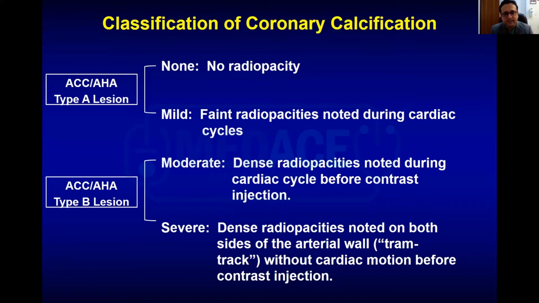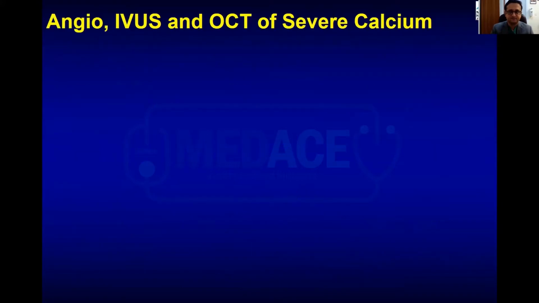Moderate is when you see dense radiopacities during the cardiac cycle before contrast injection. So that's probably what there was in that case that we just showed. And then there is severe calcification where you have tram track appearance and you can pretty much see both sides of the vessel wall without cardiac motion before the contrast injection. This is pretty much the same.